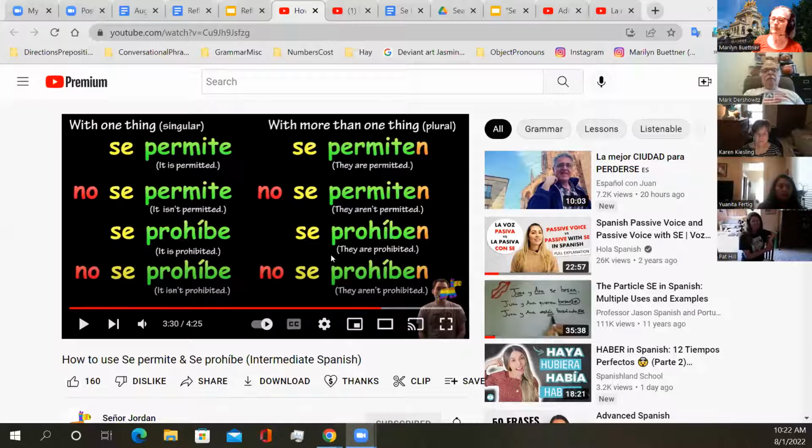Se permite or se prohíbe, right? Meaning it is permitted or it is prohibited. It is forbidden. One could say, okay. And these kind of forms are what we call the impersonal se. We're going to check that out a little bit more so you get lots of examples. And I'm going to want you to practice that a little bit once we see lots of examples.